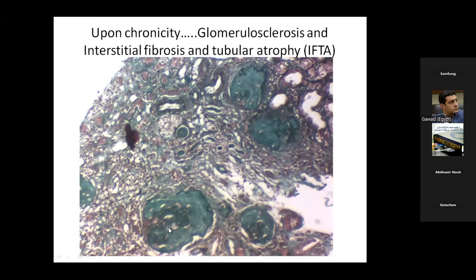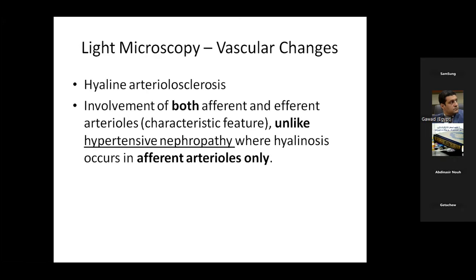These glomeruli are sclerotic, and all the surrounding tubules are atrophic with variable degrees of atrophy. So that's IFTA, which will occur upon chronicity. Another lesion, which is very characteristic for diabetic nephrosclerosis, that we should put in mind as the second point. The first one was the PAS positivity of the nodules, or the mesangial expansion.